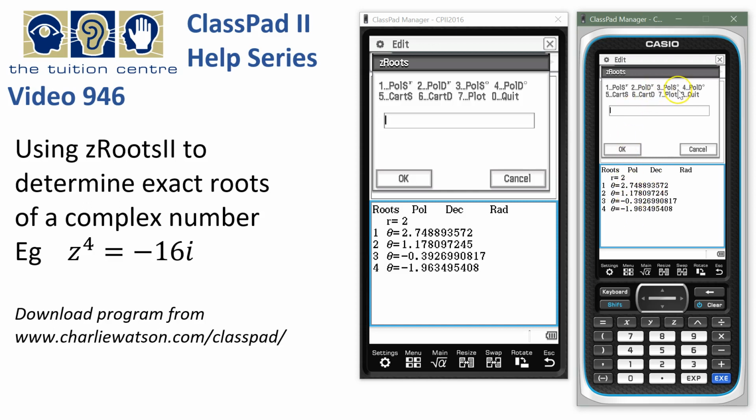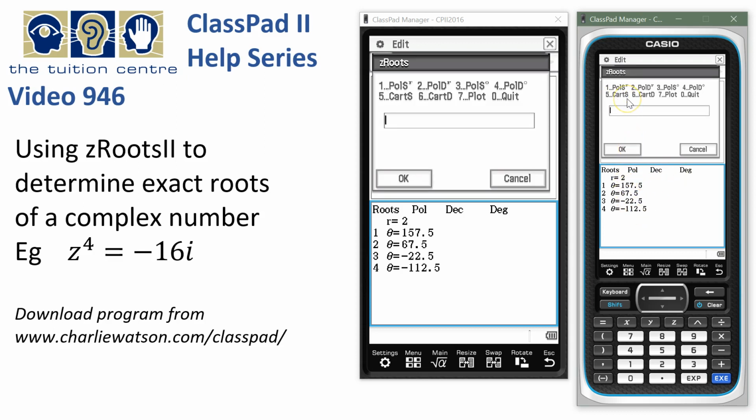Option 3 is we can get the angles or the arguments of the complex number in degrees. So let's give it a go. Number 3. Again, we're in standard, so we're going to get exact values in degrees. So you can see the first angle 315 over 2. Let's go on to number 4, which is going to just give us the same solutions, but in decimal mode. So here we go. There's the 4 angles in degrees.